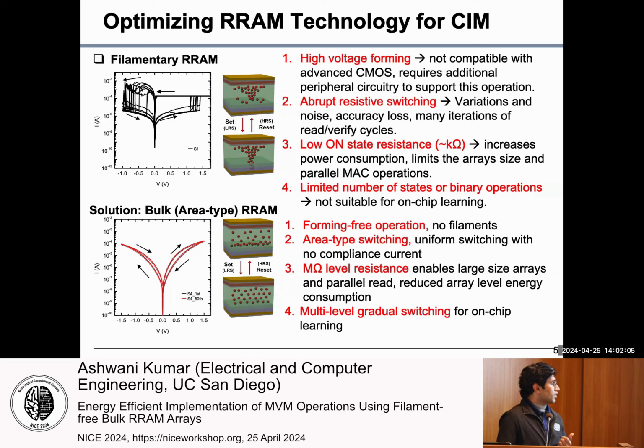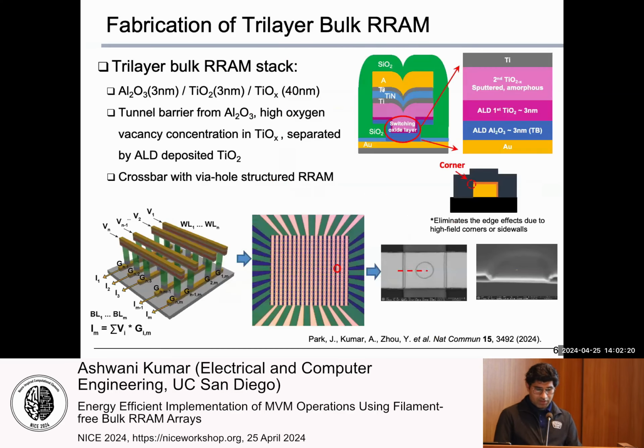And fourth, which is very important again, is the multi-level gradual switching, which was not the case in filamentary RRAM devices. Here you can have multiple levels, and this is very much desirable for on-chip learning.